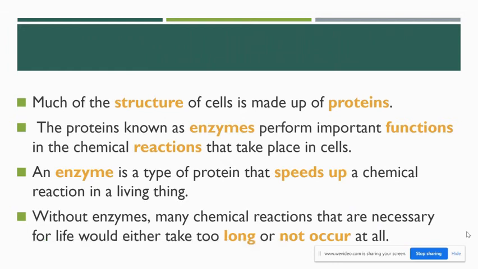So again, with proteins, much of the structure of cells is actually made up of proteins. And there's another type of protein known as an enzyme, which performs the function in chemical reactions. This is a type of protein that helps speed up the chemical reaction in living things. So when you add an enzyme, it helps get that reaction started or it speeds it up so that it can happen quickly and the cell can do what it needs to.